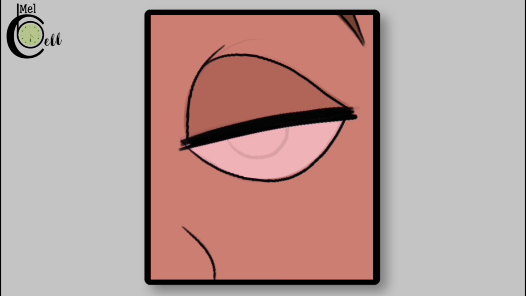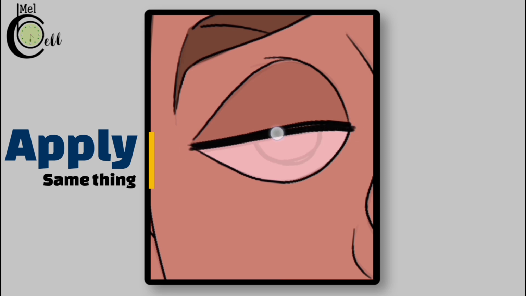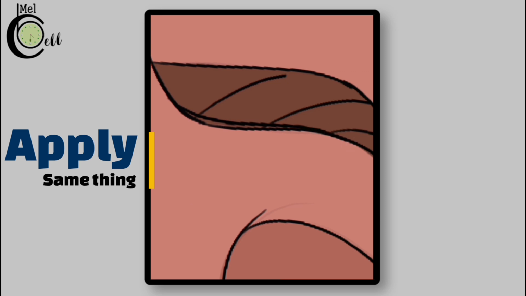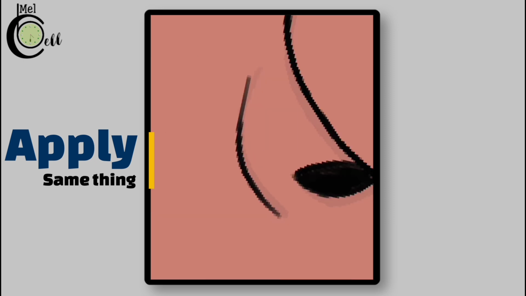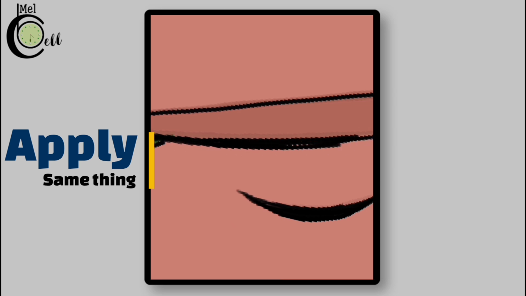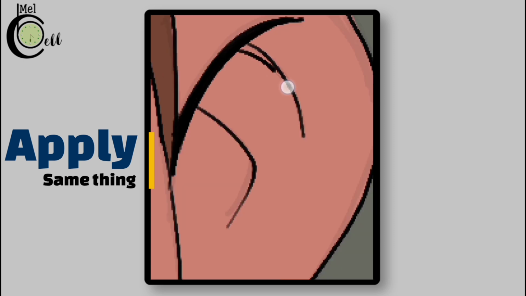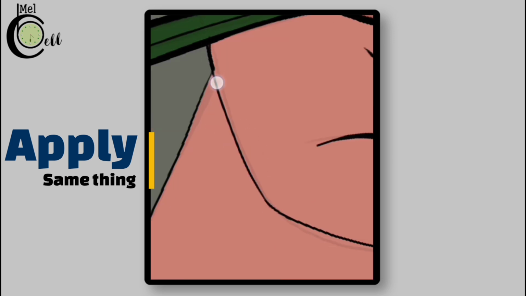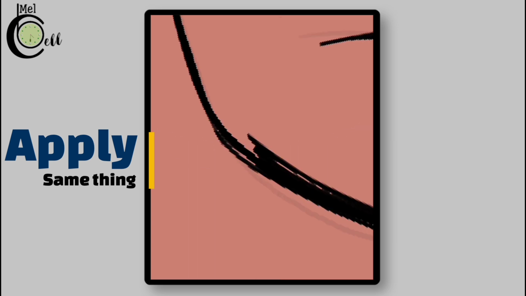Add one more layer for outline. Thicken the outline at some points. Make only those lines thick which you want them to stand out more. Take your time, do it in a progressive way. Use eraser to make it neat.